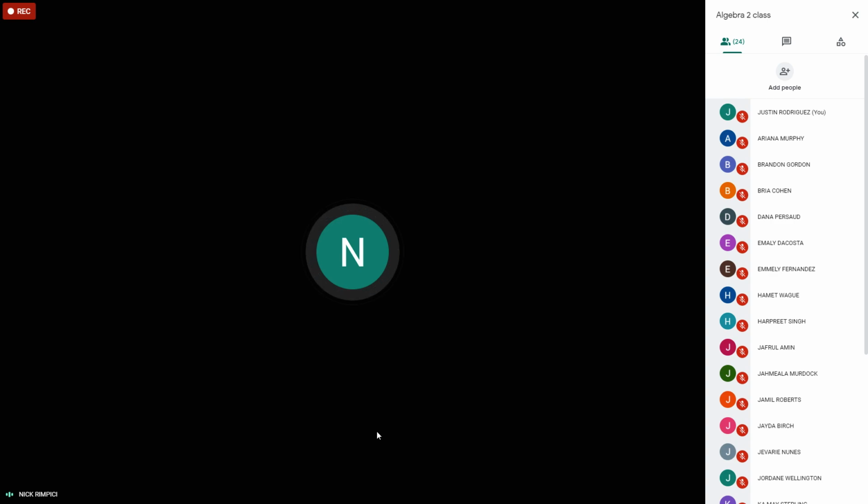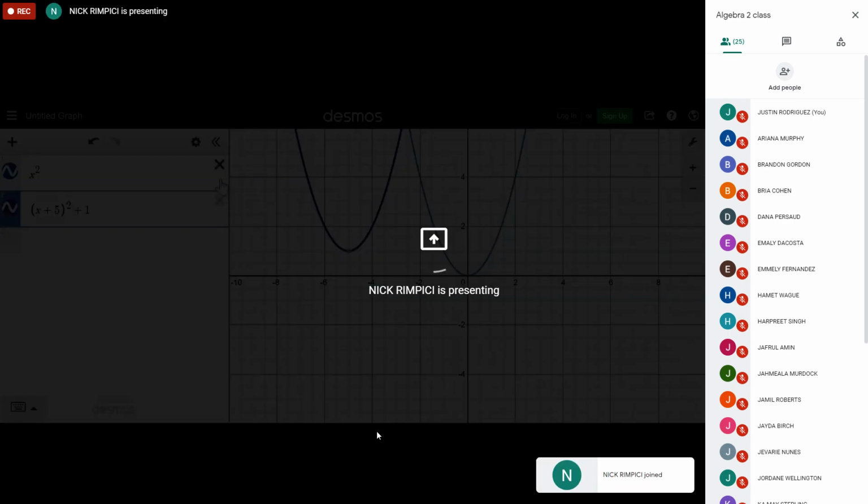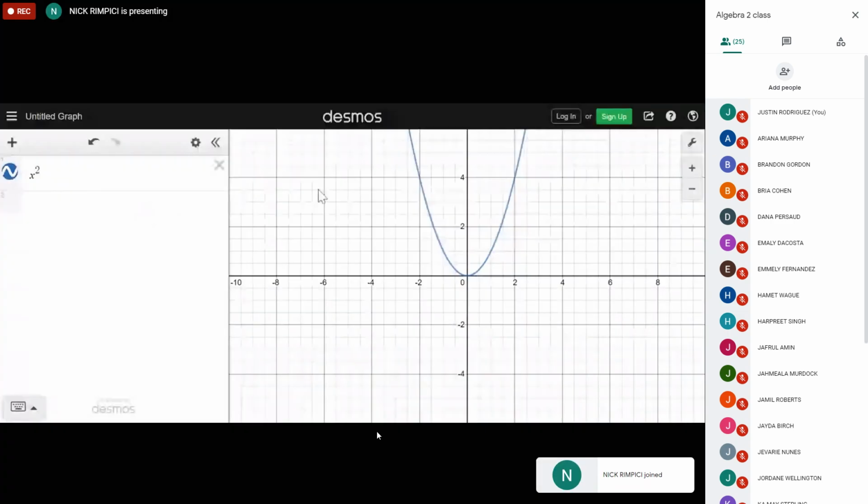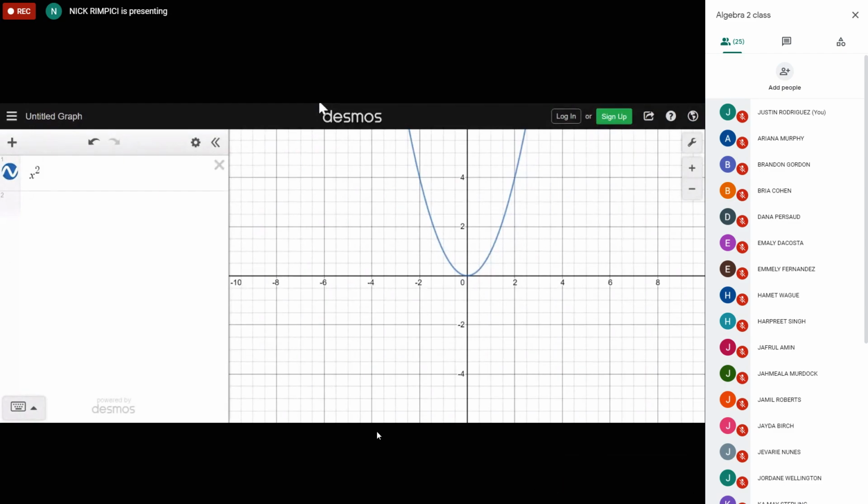Let's go over to Desmos. Let me just clear this out and make sure we can get loaded. Can I just have somebody confirm that we can see Desmos? Can we see it? Yeah. Thank you. Great.